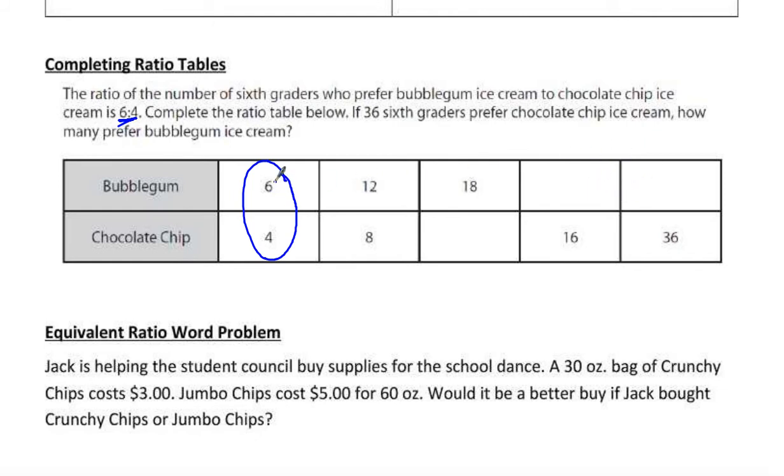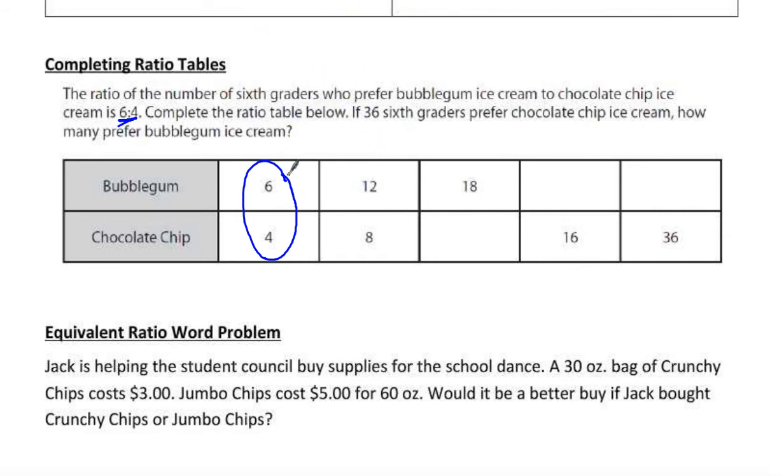So if we follow this across, what can we do to 6 to get to 12, and what can we do to 4 to get to 8? And remember, we have to do the same thing. Well, if you think about it, all I'm going to do is multiply by 2. 6 times 2 is 12, 4 times 2 is 8. Now, but here's where we run into a problem. 12 times 2 is 24, so it's not going to be multiplying by 2.